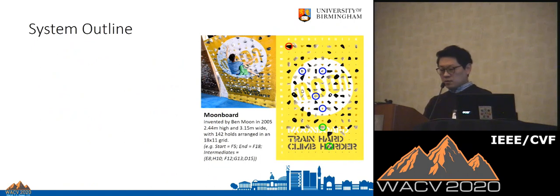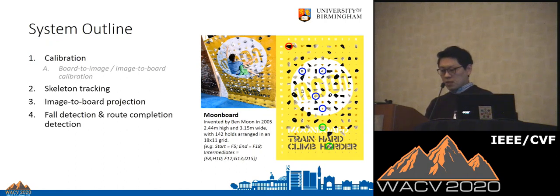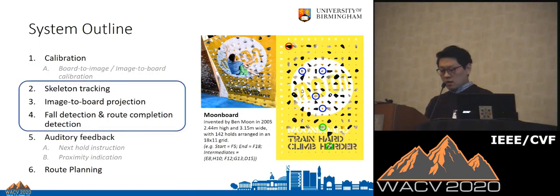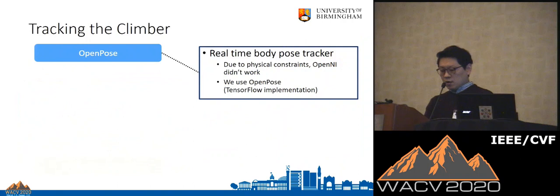The proposed system makes use of a device called Moonboard. Firstly, the user points a camera at the Moonboard and performs a calibration. The user is then walked through the selected Moonboard problem as the system tracks their motion through the route. They're informed of the position of the next hold and given feedback as to the direction and proximity of the next hold as they move towards it. Then the route planning is continued. In this work, we primarily focus on two particularly challenging aspects of the assistant's role, which are skeleton tracking and auditory feedback. Here are some details.